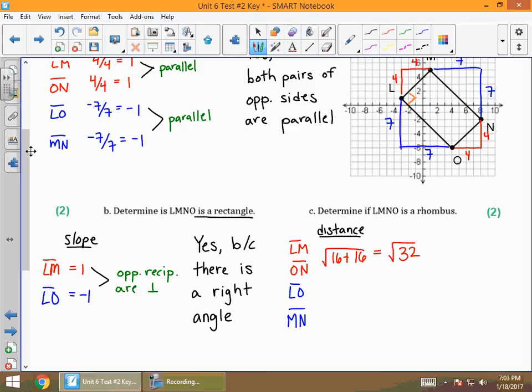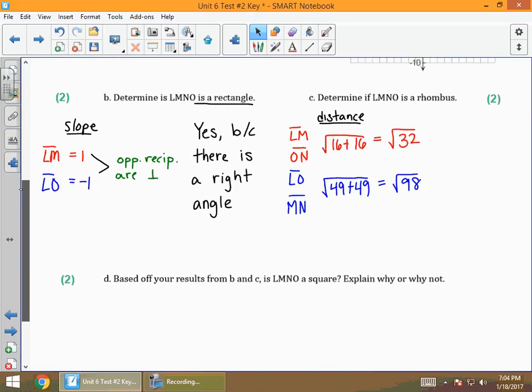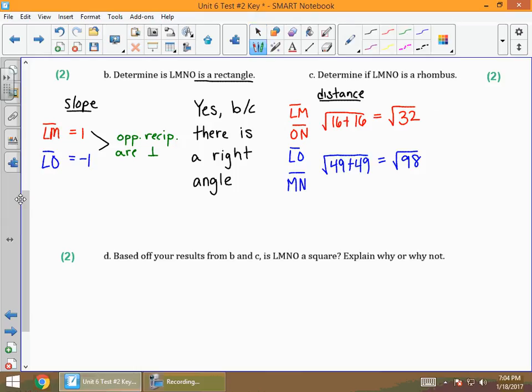Right, my two blue sides, LO and MN, it's a parallelogram, so I know that they're equal. But they are the square root of, those triangles are 7 by 7. So 7 squared is 49, plus 7 squared, which is 49. And I add 49 plus 49 together, and I get 98. So I have two sides that are radical 32, and I have two sides that are radical 98. So the question of, is this a rhombus? The answer is no.